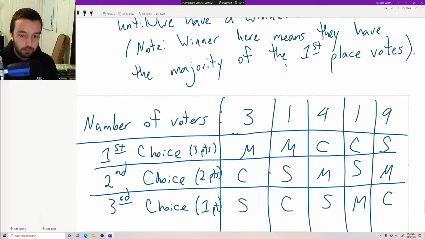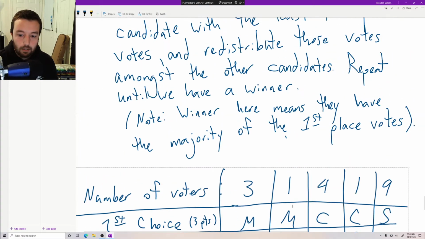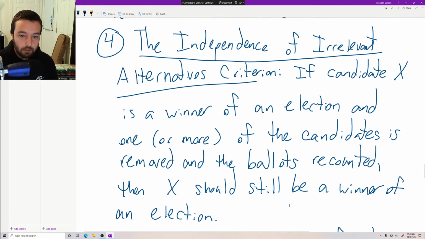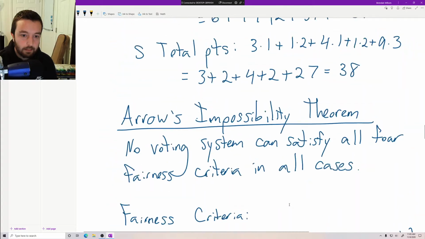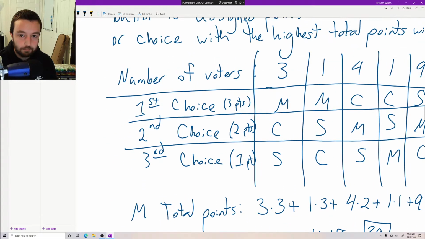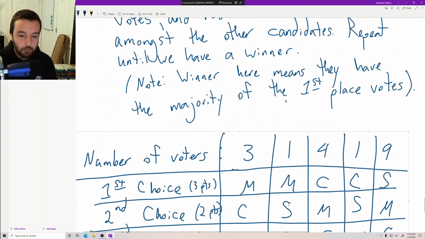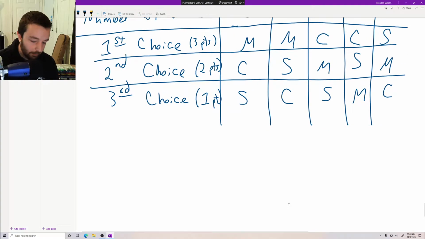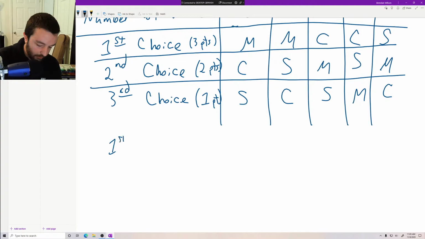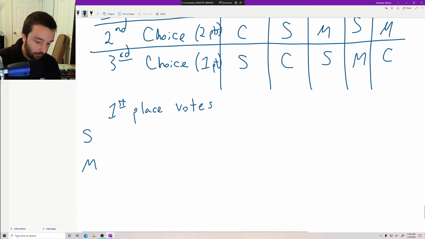All right. So for this one, if we remember the results of last time, or no, we can just write again how many first place votes each got. Okay, so first place votes for S, M, and C.